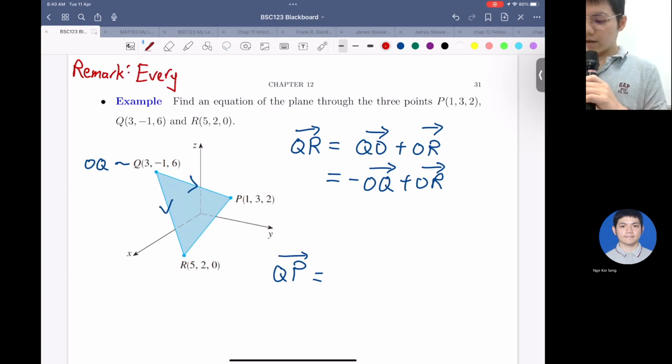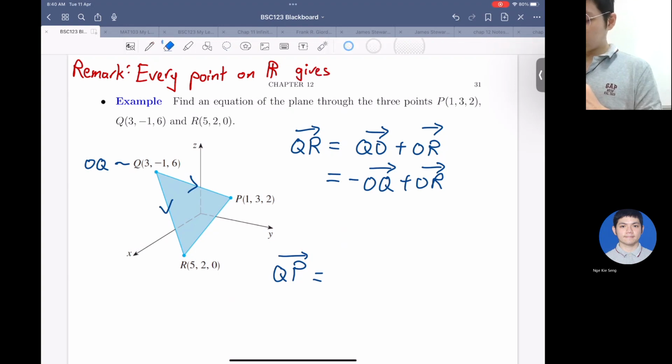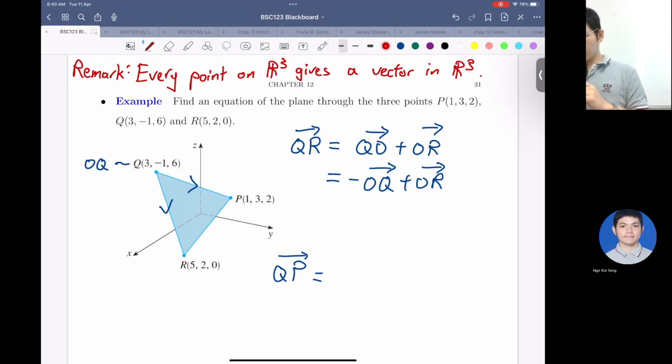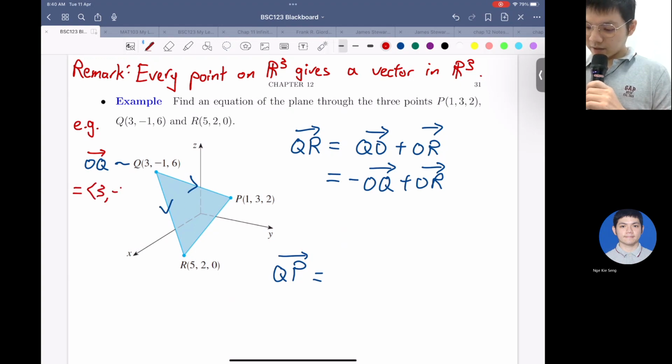This one we mentioned before, but it's really important. It seems very trivial, but very important. So every point on Rn gives a vector. Let's stop at R3. So every point on R3 gives a vector in R3. In particular, for example here, Q is (3, -1, 6). It gives a vector OQ, which is (3, -1, 6).